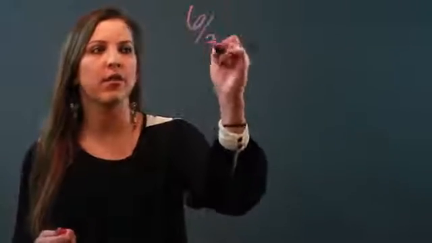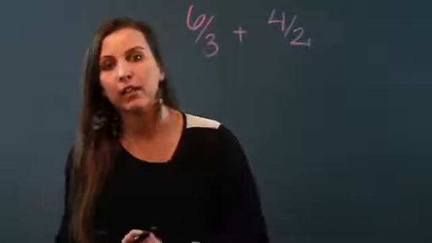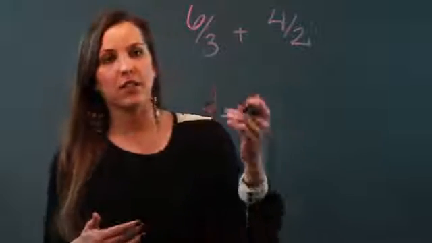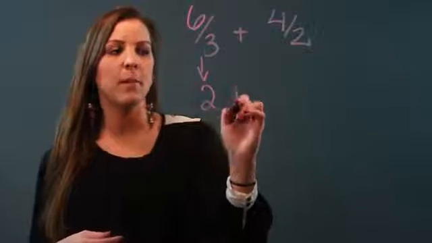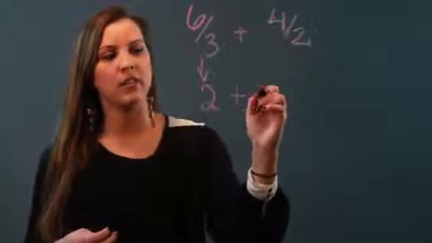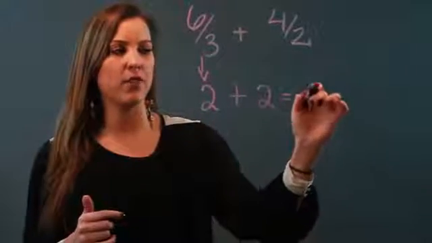The only way I would represent an integer as a fraction is, for example, if you had 6 over 3 plus 4 over 2. At first glance these might look like fractions, but they're actually integers because I can go ahead and divide: 6 divided by 3 to get 2, plus 4 divided by 2 to get 2. So now they are indeed integers, right? And 2 plus 2 is 4.